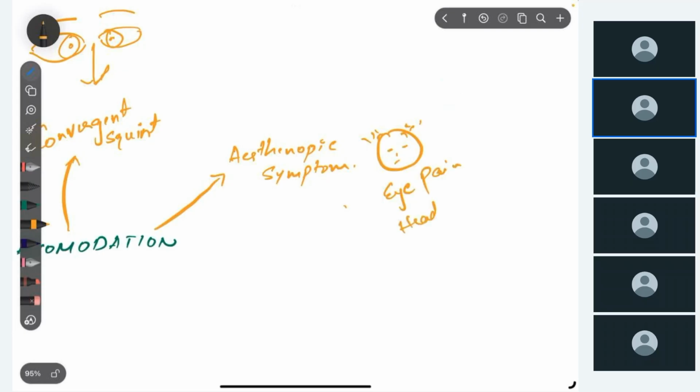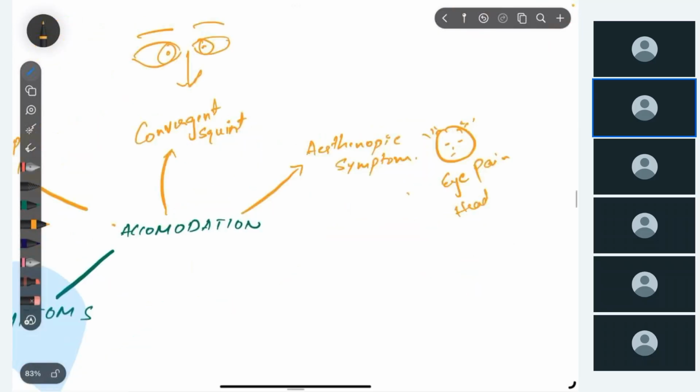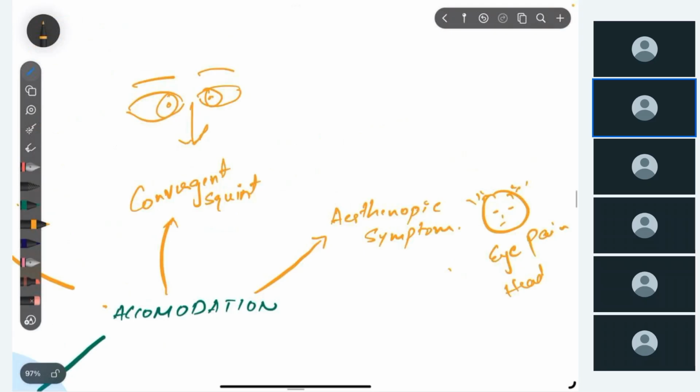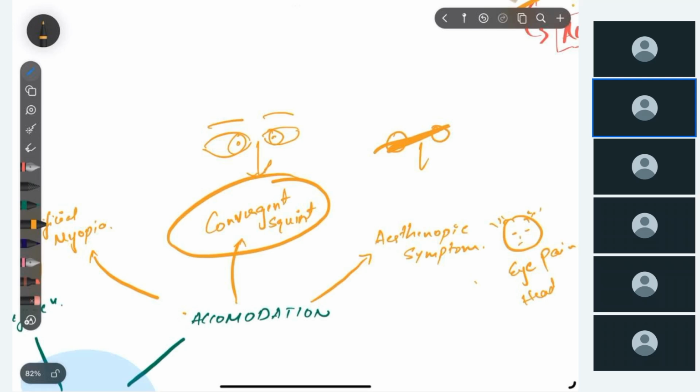These are common experiences which will be experienced by those who are wearing spectacles. And because his accommodation reflex is acting too much, it will cause a convergent squint. That is, both his eyes move towards his nose. You will see that he has a convergent squint.